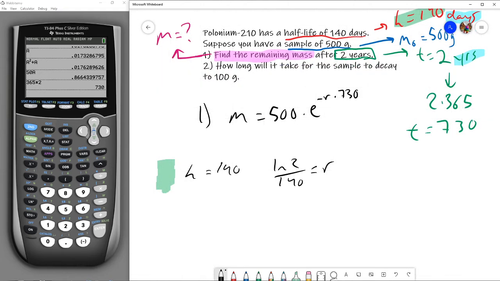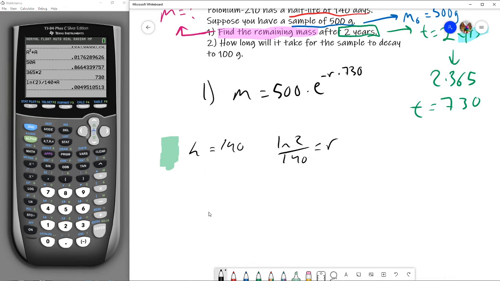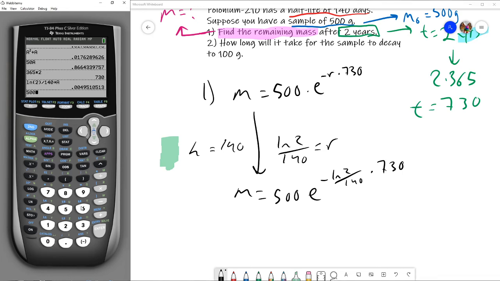So first thing I'm going to do is prep my calculator. Natural log 2 divided by 140, store that in there. So I have my r value stored in my calculator. Now we can do our calculation. So m is going to equal 500 e to the negative natural log 2 over 140 times 730. So we have 500 times e to the negative natural log 2 divided by 140 times 730.